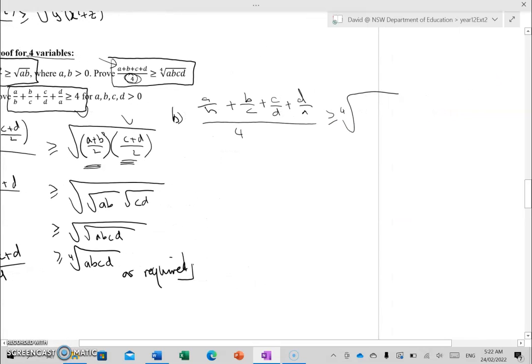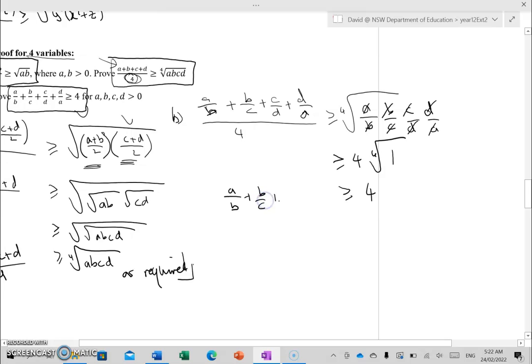And what's nice is that you'll see the product of all these ends up being 1. Things cancel. So A over B, B over C, C over D, and D over A. D's cancel, C's cancel, B's cancel, A's cancel. This is the fourth root of 1, which is just 1. Okay, multiply by 4, take the fourth root of 1, and that just becomes 4. And the left-hand side is what we want, okay? As required.